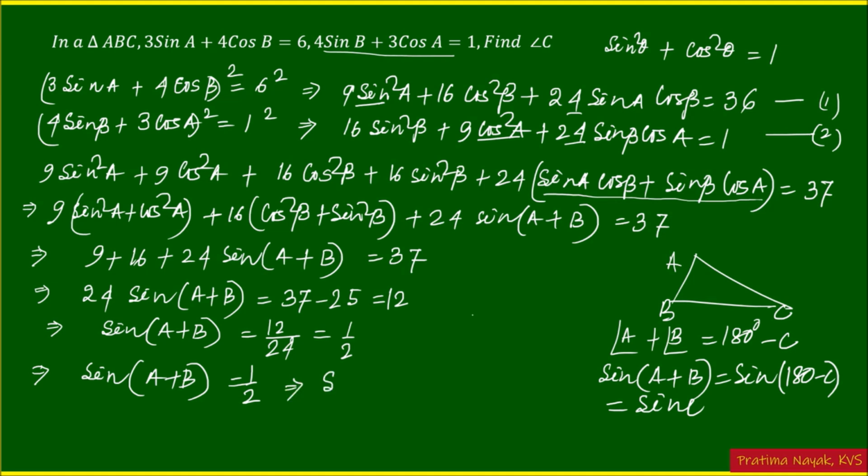This implies that sine of C is equal to half, and half we know is sine 30 degree or pi by 6. So angle C is 30 degree, and if the answer should be in radians, it will be pi by 6, since pi is 180 degree. So angle C is 30 degree.